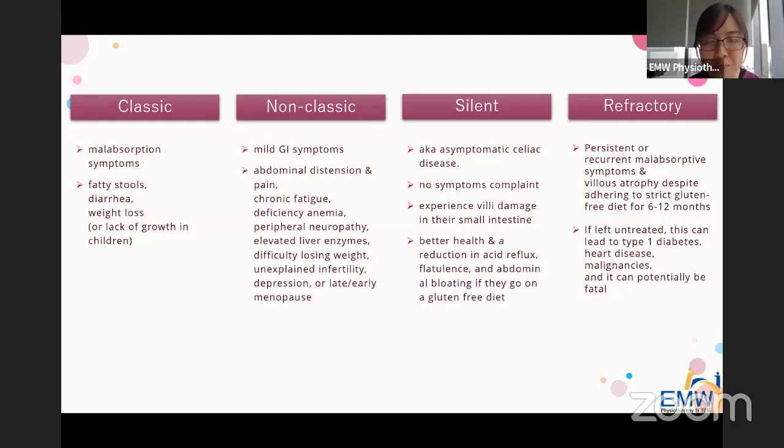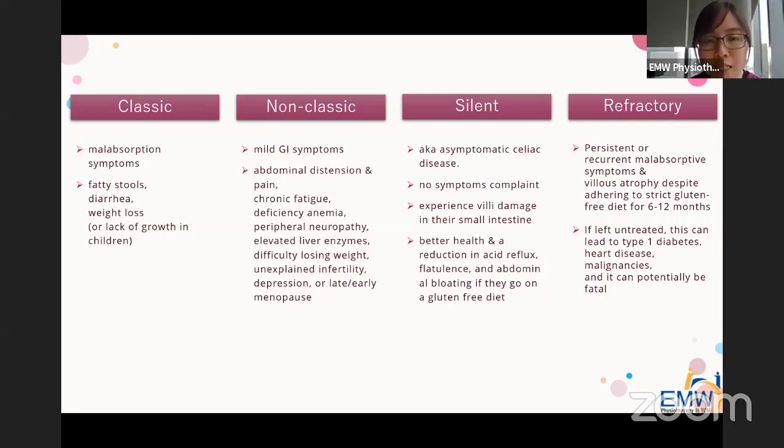For non-classical celiac disease, there would be mild gastrointestinal symptoms, for example abdominal distension and pain, and chronic fatigue. Because of the loss in proper nutrient absorption and the lack of iron, folate, and essential vitamins and minerals, you would probably feel anemia. There would also be joint pain, muscle pain, difficulty in losing weight, and for women, there may be changes to the menstrual cycle, and possibly unexplained infertility.